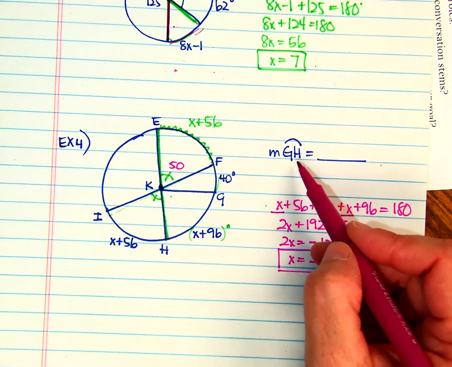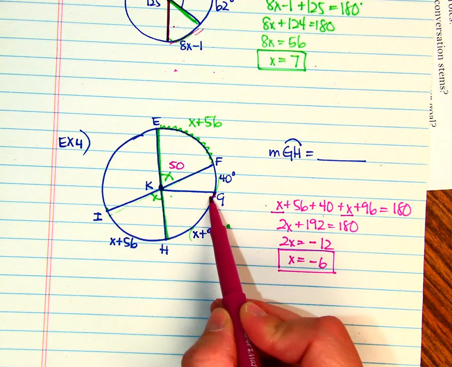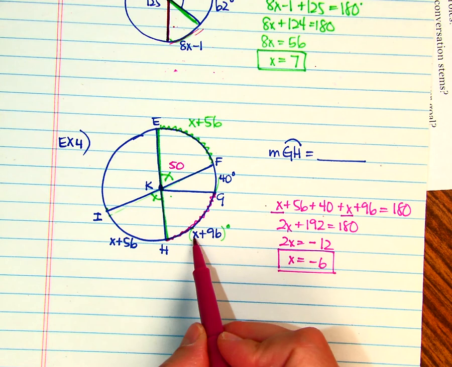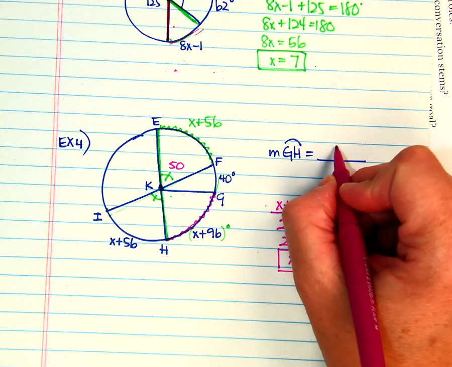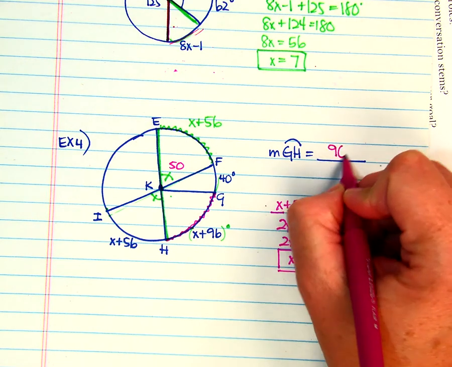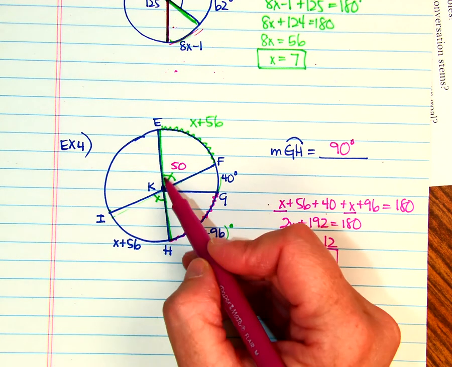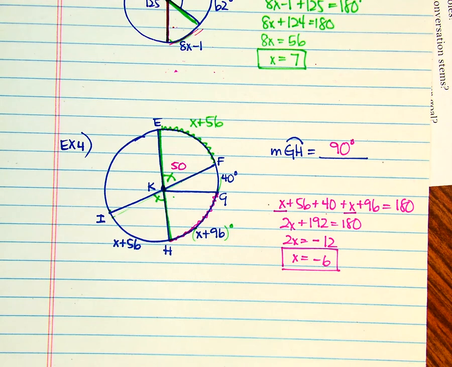We are looking for GH. So it's going to be this arc right there. So if I plug negative 6 in, I end up with 90 degrees. So again, pay attention to those diameters and also pay attention to the vertical angles. That's going to give you a lot of information.